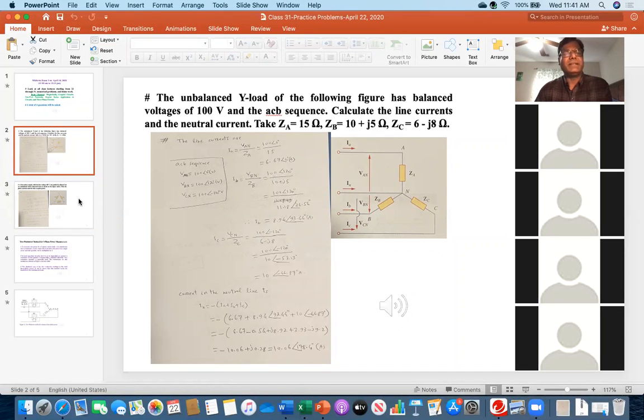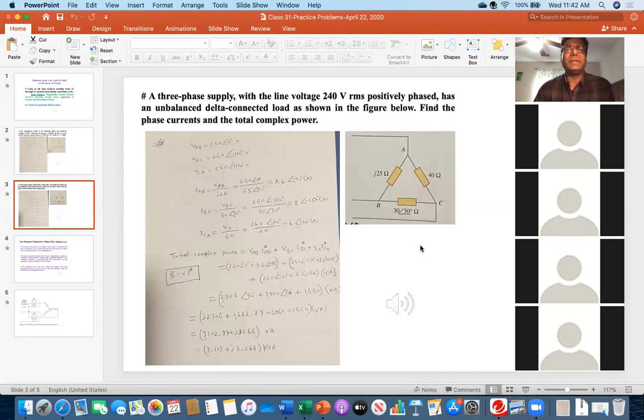In the next problem, you will understand the further significance of that unbalanced system, why it is important. Everybody see, a three-phase supply with the line voltage 240 volt RMS, positively phased, has an unbalanced delta-connected load as shown in the figure below. And then it says find the phase currents and the total complex power. So when we will be calculating the total complex power, that time you will see the significance of unbalanced system. It is not like the balanced system.